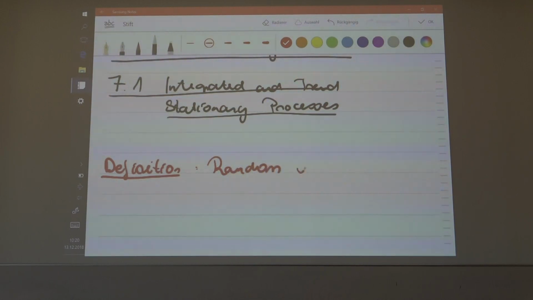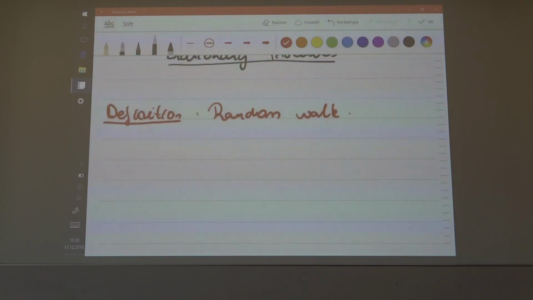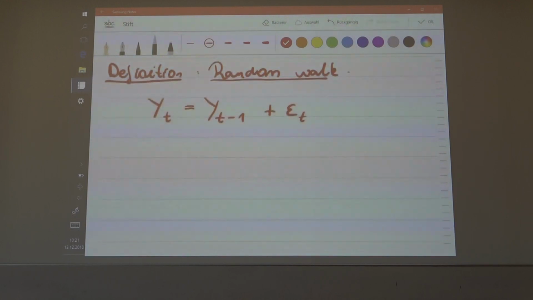For the random walk, you have a stochastic process that can be expressed as follows: y_t equals y_{t-1} plus the noise. This is a special case of an autoregressive process where the coefficient is equal to 1. Maybe you remember that. This is going to be the special case. Let me just consider it in this example.